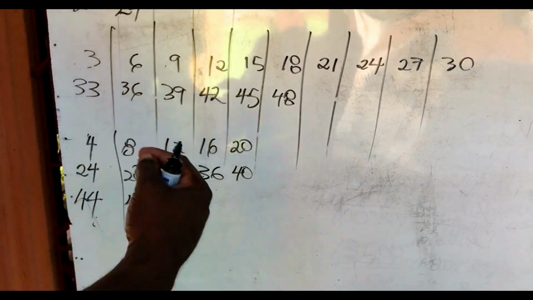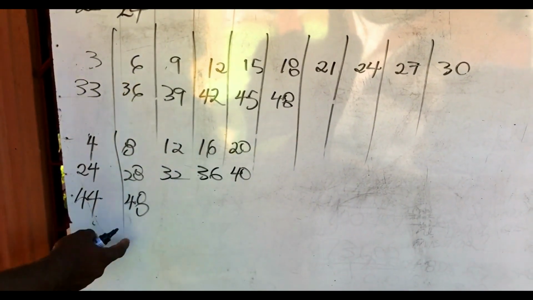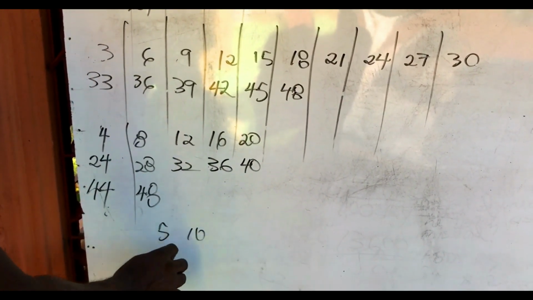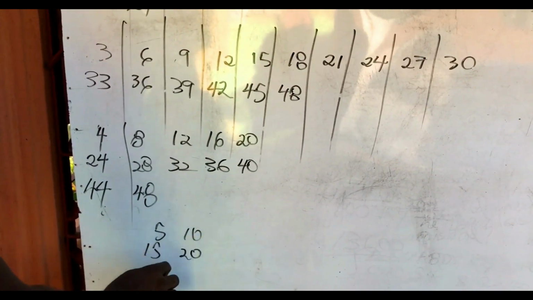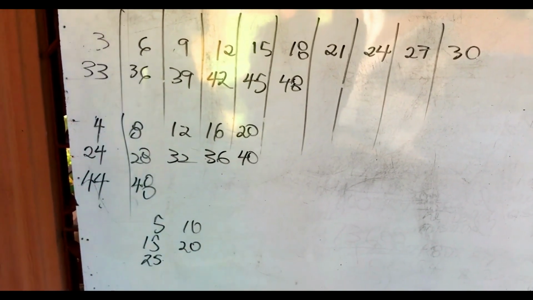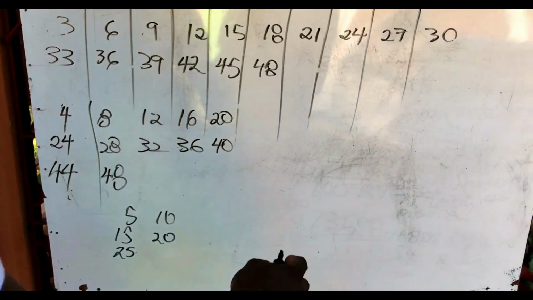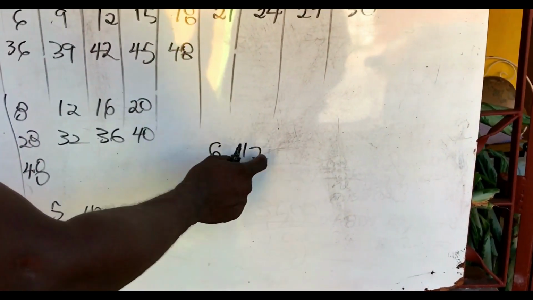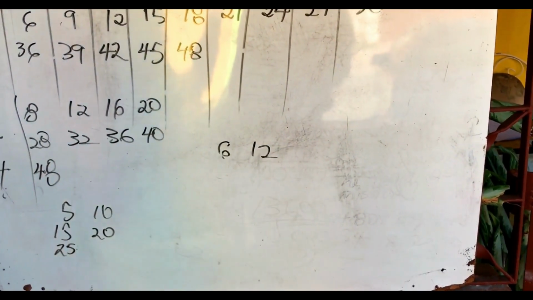For our 5 times, just remember that every multiple of 5 must end with either 0 or 5. So 5 ones is 5, 5 2 is 10, 5 3 is 15, 5 4 is 20, 5 5 is 25, etc. So that is basically easy. For our 6 times, we know that 6 ones is 6, 6 2 is 12. So we add in 6 each time.